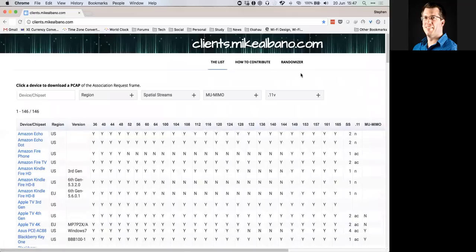Actually, to that point, in terms of client capabilities, when we're designing client capabilities in Ekahau, we have a few built-in capabilities, such as generic smartphones and laptops and tablets. But Ekahau also has the capability to customize those and suit those to these devices that you're deploying on your network. So you can use this information from clients.mikealbano.com, or you can use information from the FCC website or any other means, and then input that into Ekahau Site Server to help with your capacity planning.